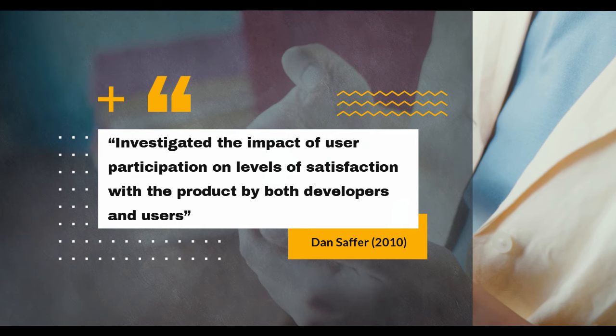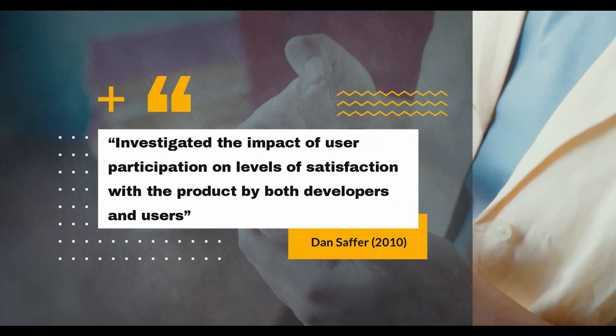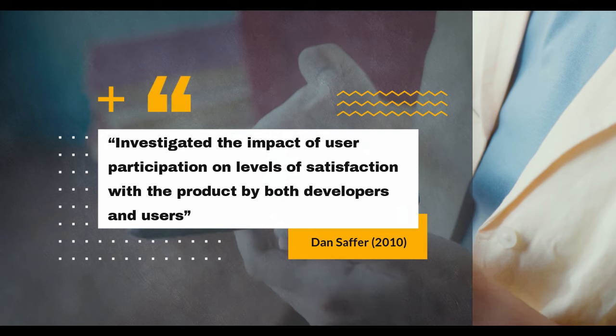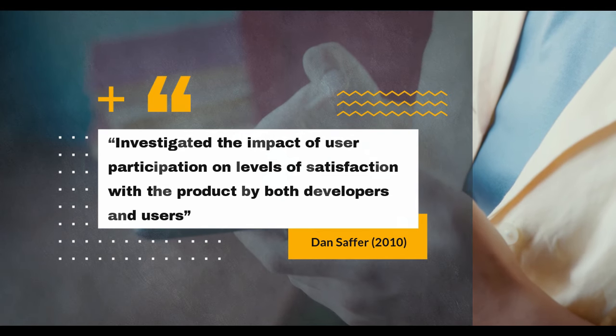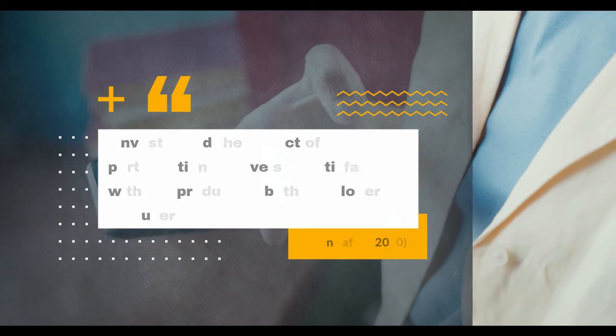Sa kanyang pag-aaral, tiningnan niya ang epekto nito, hindi lamang sa mga gumagamit kundi pati na rin sa mga developer ng produkto. Ipinapakita nito na ang pakikilahok ng mga gumagamit sa disenyo at pagpapaunlad ng isang sistema ay maaaring magkaroon ng mahalagang papel sa kung gaano nila ito nagugustuhan. At kay Uli Abelein et al.